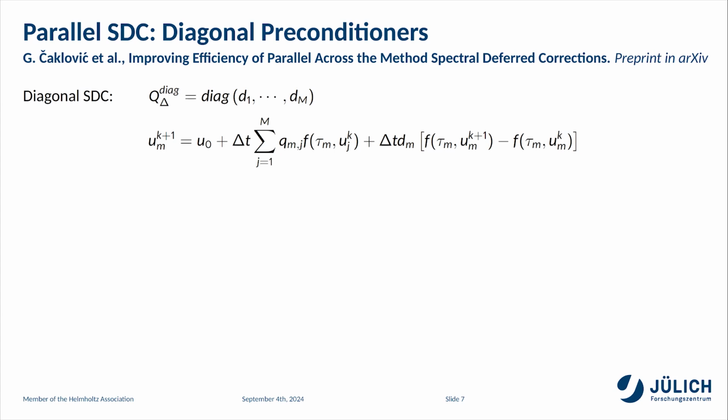So what we need to do, because we don't want to increase the computational cost, is to do the calculation at each node in parallel. In order to be able to do this, we need to use a diagonal preconditioner.